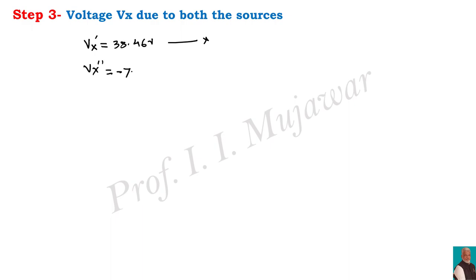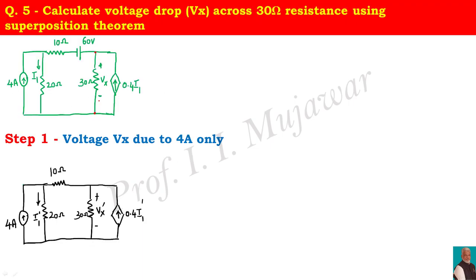That value is minus 76.92 volt. 8 point, calculate voltage drop across 30 ohm. So the circuit includes 3 sources: 2 independent sources, 4 ampere and 60 volt, whereas 1 dependent source. So this source is a current controlled current source. So in the first step, we will calculate voltage drop across 30 ohm when 4 ampere source is acting alone. That means whatever 60 volt source is there, that 60 volt source we have removed.